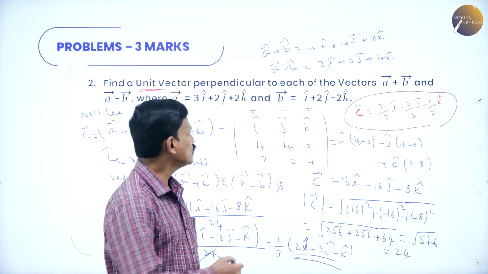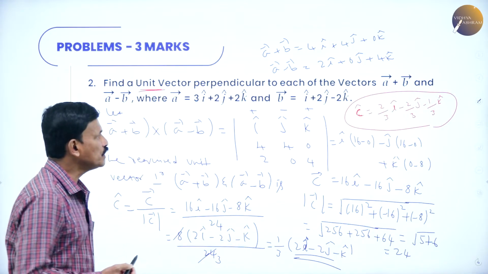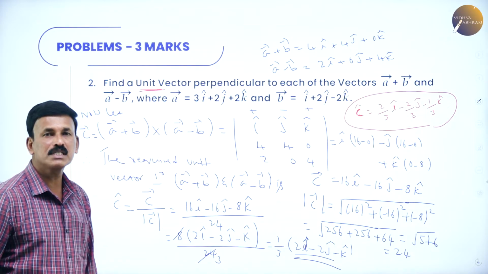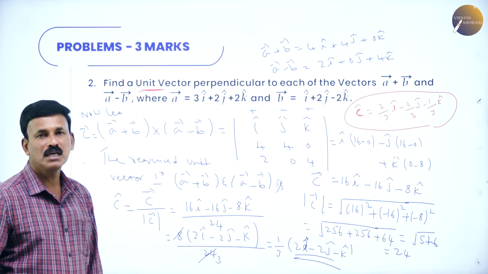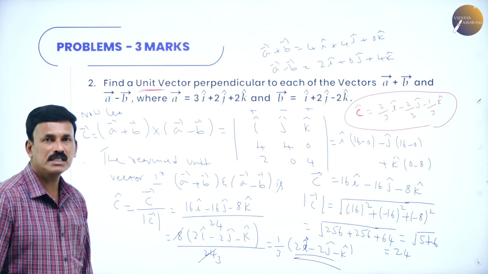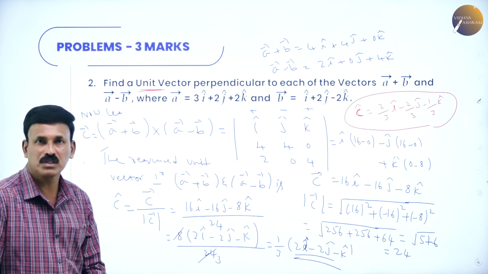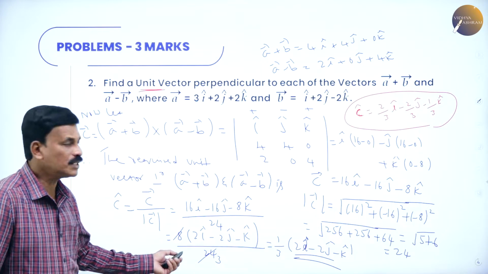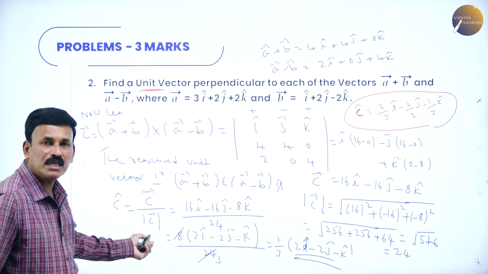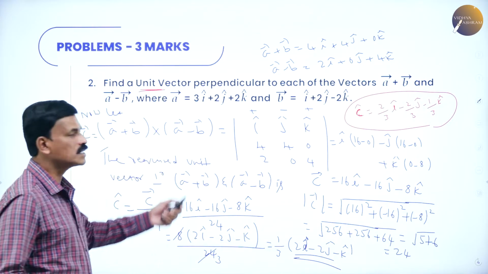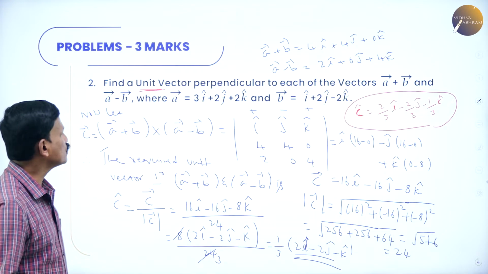Hope you followed. So to find the unit vector perpendicular to a plus b and a minus b, just find the cross product of a plus b and a minus b, and the length of a plus b cross a minus b. So the unit vector is the vector divided by its own length. That's it. That is vector C divided by length of C. What is C here? C is nothing but a plus b cross a minus b. That's it.